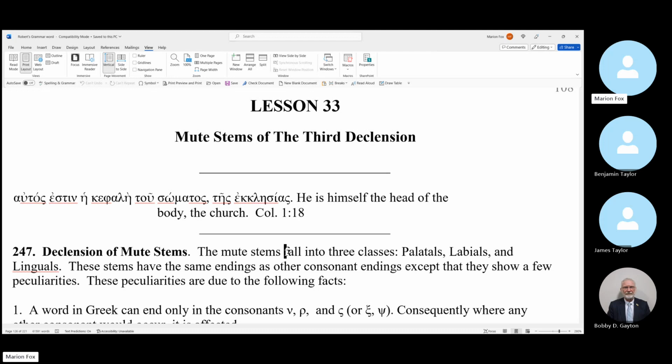He is himself the head of the body, the church. And himself, that's autos, is self. In fact, the prefix auto is self, like automobile is self-propelled. Estin, of course, is "he is." He is himself the head of the body, the church. So the body and the church are one and the same thing. Right. Any question there?